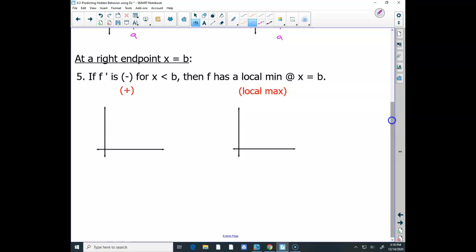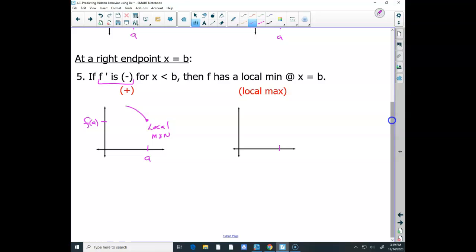So at the right endpoint, if I have an a value here and an f of a value here, so I have this right endpoint. Now I know to the left of that endpoint, if f prime is negative, that means the function's decreasing to that point, making that a local minimum. So if the function is decreasing to that point, then it's a minimum.